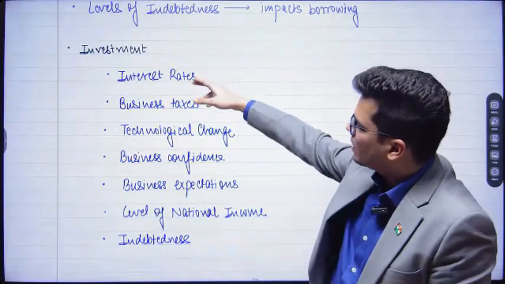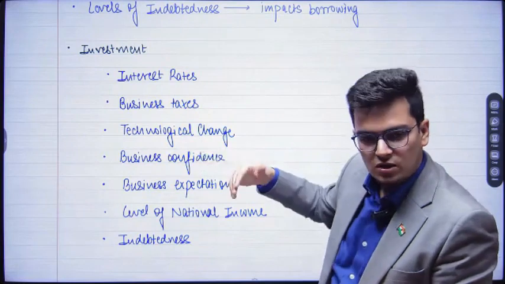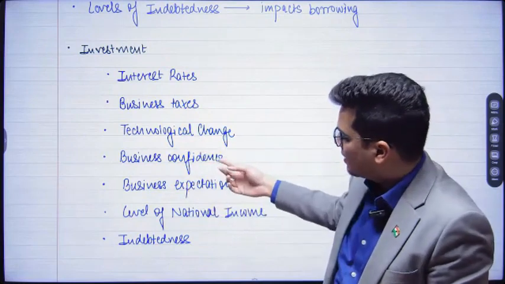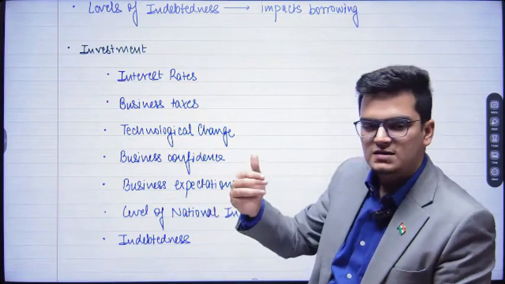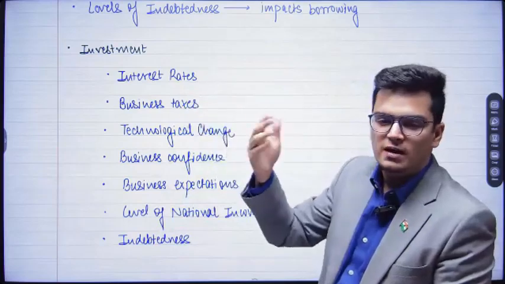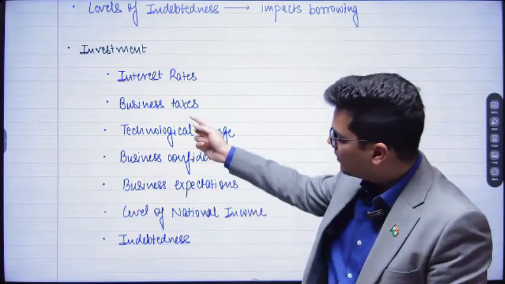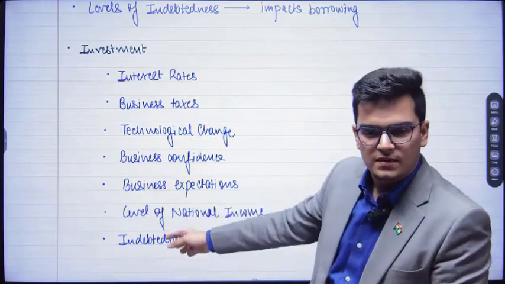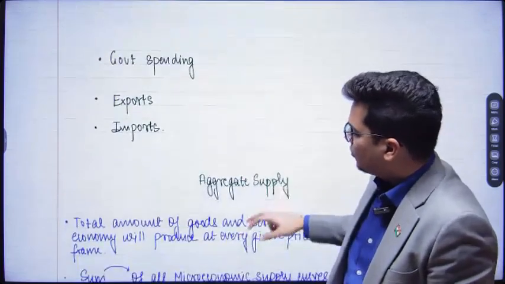So we saw the impact of interest rates, the impact of business taxes, the impacts of technology changing, the impact of business confidence in the economy, business expectations कि आगे क्या होगा, इकोनॉमी बढ़िया चलेगी नहीं चलेगी, level of national income, and again how much businesses are in debt. This will also determine their investment. Then of course there is government spending.